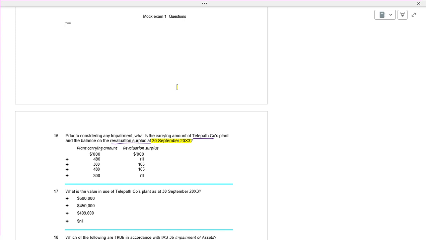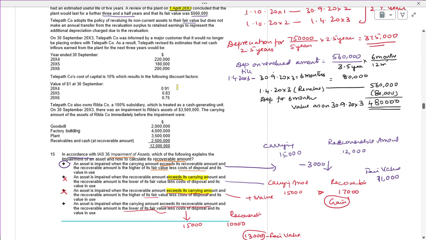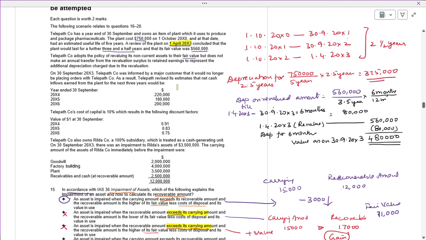There are two 480s, fine? Now, revaluation surplus nil? How is the revaluation surplus nil? How much is the depreciation? There is a balance. How much is the depreciation? 80.